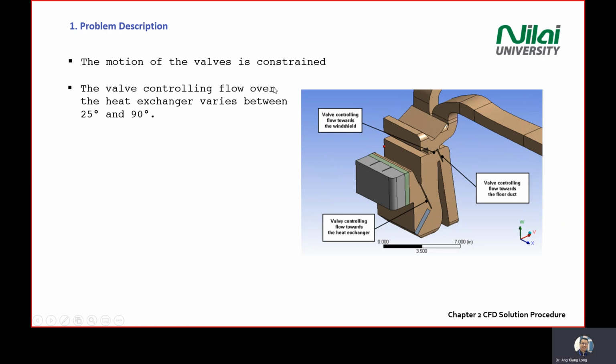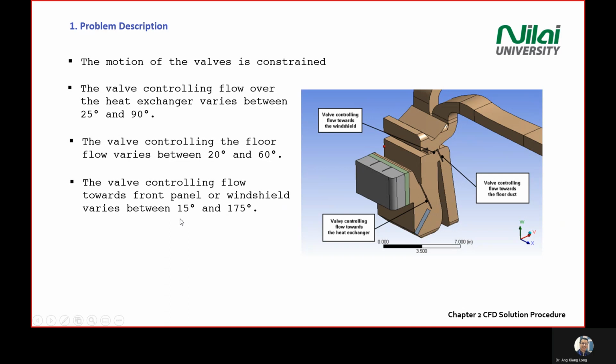We are going to have a motion constraint. For the first valve over here, the valve rotation we will limit to 25 to 90 degrees. For the second valve, we will also have a constraint value: the rotation of the valve will be limited to 20 to 60 degrees over here. Then for the third valve here, we'll limit it to 15 to 175 degrees. That channels the flow to the front seat of the passengers.